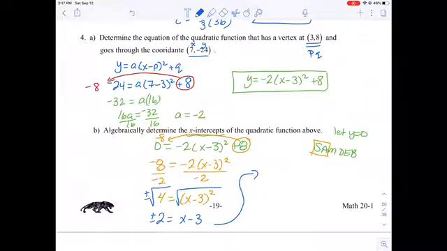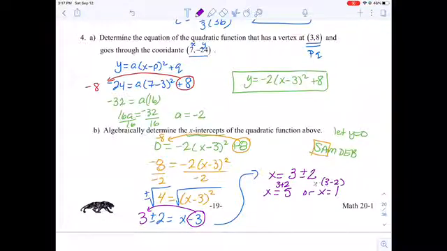And of course, when I move over the minus 3, that's a positive 3. So x is 3 plus or minus 2. x is equal to 5, or x is equal to 1. Right? 3 plus 2 and 3 minus 2. So my two x-intercepts are (5, 0) and (1, 0). And there we have it.